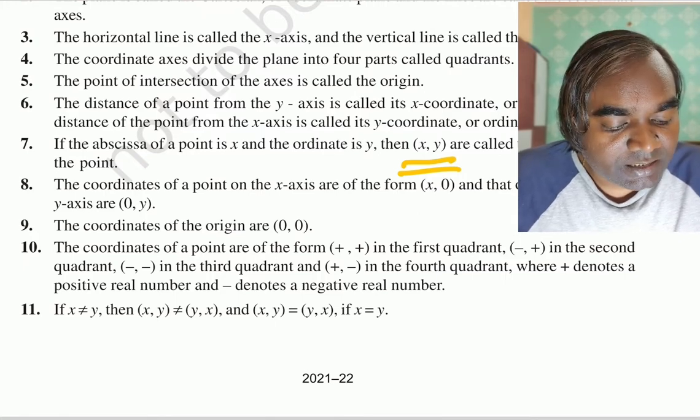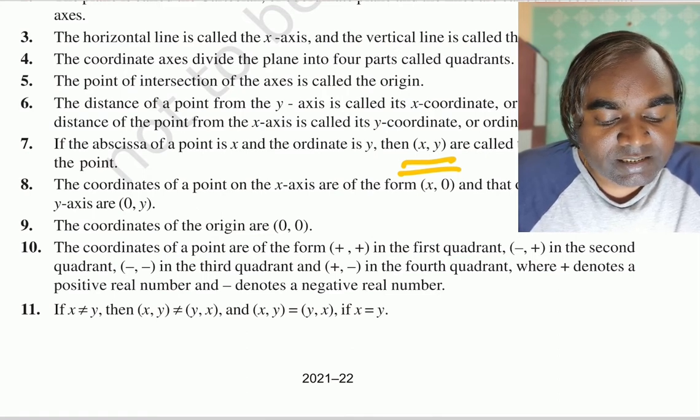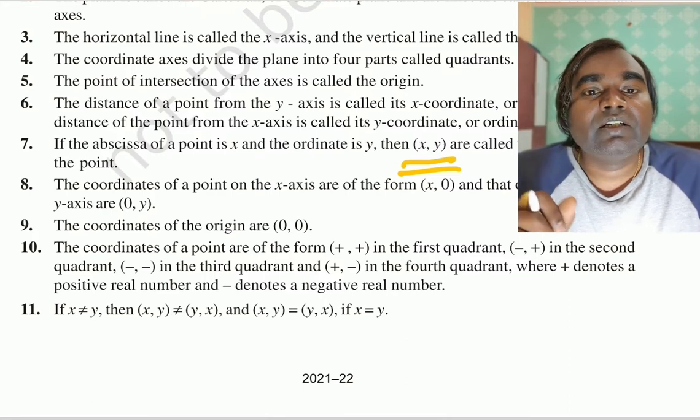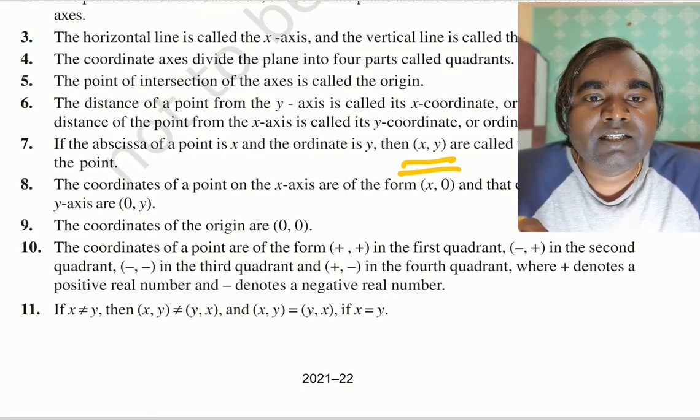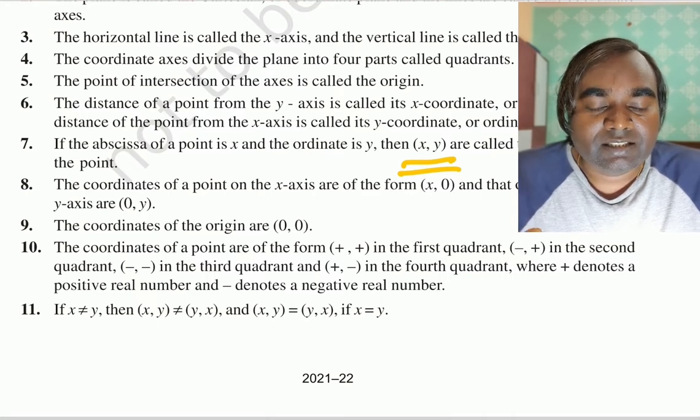If x is not equal to y, then (x, y) is not equal to (y, x), and (x, y) is equal to (y, x) if x is equal to y. That means if you switch the values of the x-coordinate and y-coordinate, the location of the point will change if the x-coordinate and y-coordinate values are not equal. If they are equal, there is no problem, for example (4, 4), (5, 5), (3, 3), (2, 2), (11, 11). If the values of the x and y coordinates are equal, then there is nothing to change if you switch the coordinate values. But if they are not equal, the location will change.